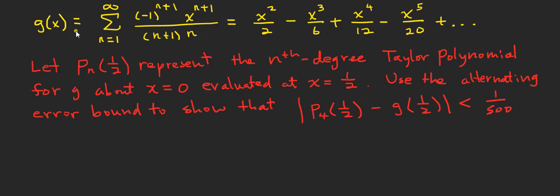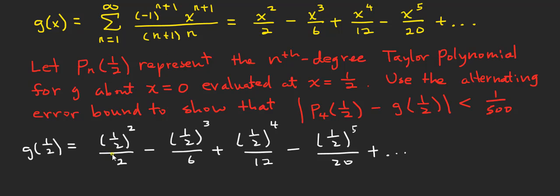We have g of x equals this power series over here. And let p sub n of 1 over 2 represent the nth degree Taylor polynomial for g about x equals 0, evaluated at x equals 1 over 2. Use the alternating error bound to show that the error is less than 1 over 500 when x equals 1 over 2. We know that g of 1 over 2 equals, instead of x, you got to plug in 1 over 2. So you get these terms.